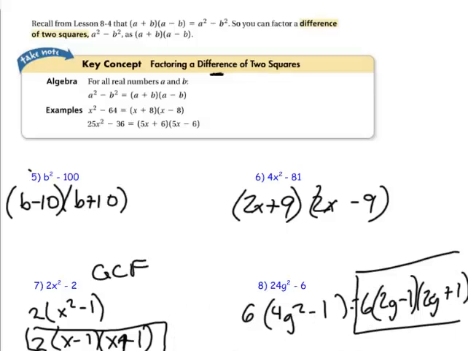Alright. So there's your final answer. 6 times 2g minus 1 times 2g plus 1. You can factor out the 6 and then everything looks nice. Okay. So this concludes Chapter 8.